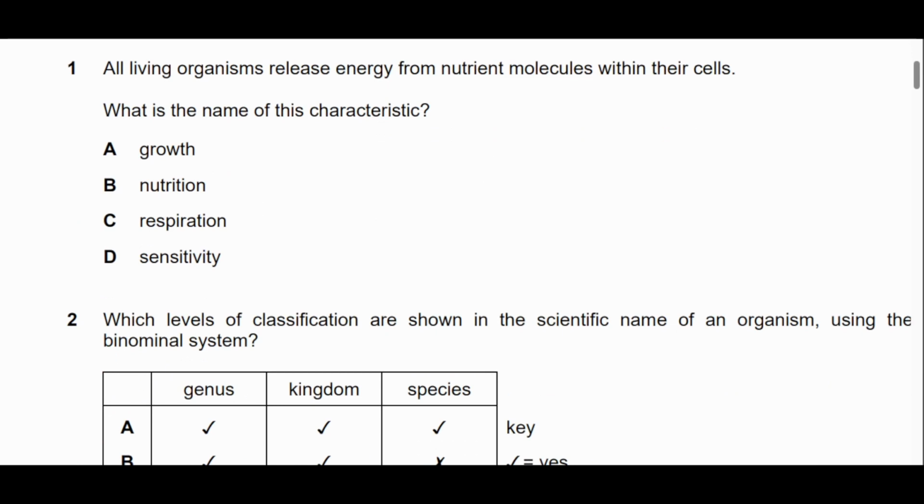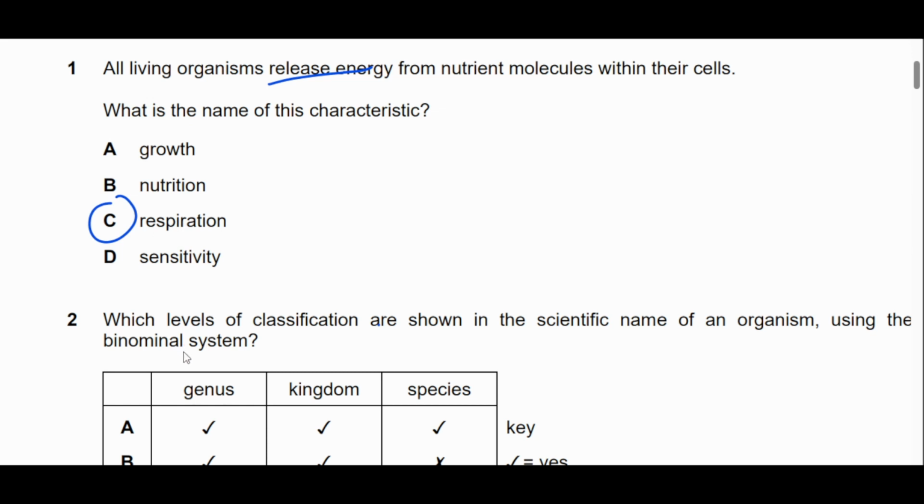So, first question. All living organisms release energy from nutrient molecules within their cells. What is the name of this characteristic? So, whenever an organism releases energy, the process they undergo is respiration. So, therefore, the answer is C.